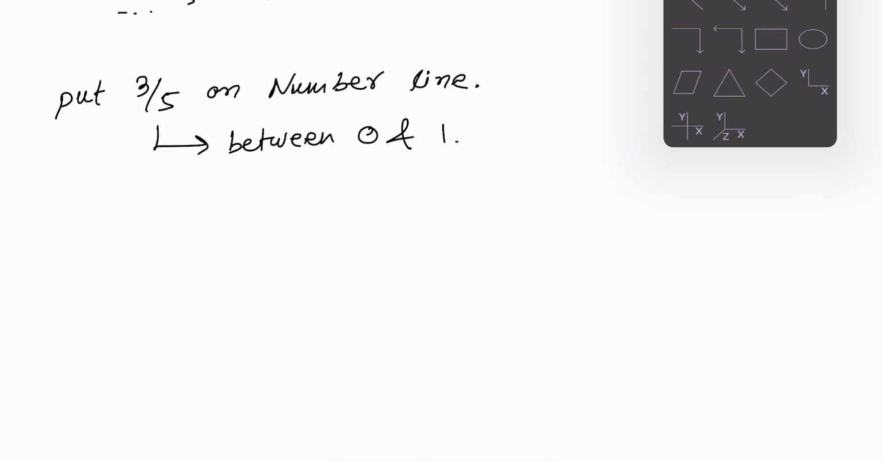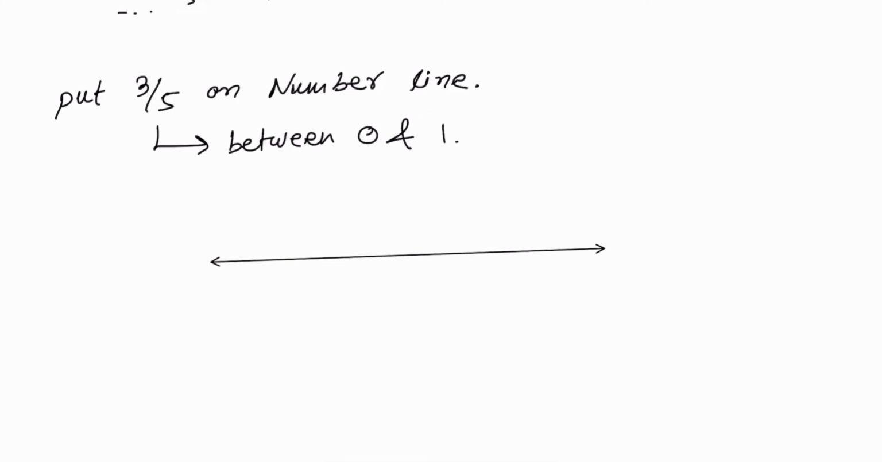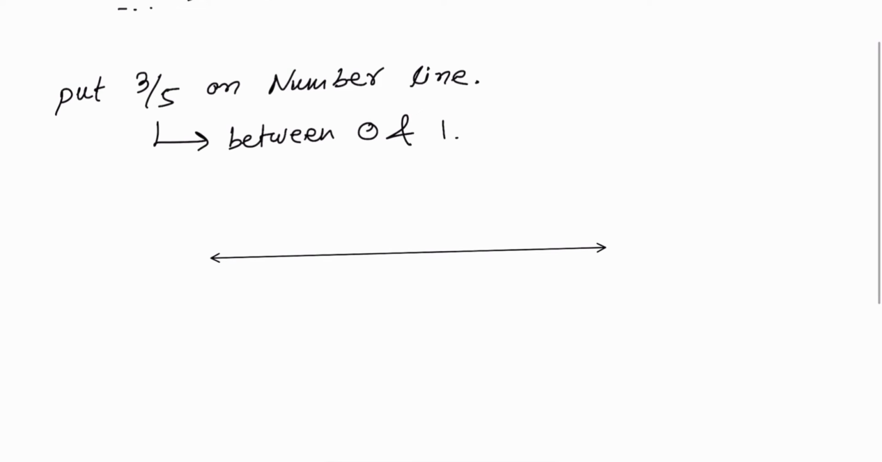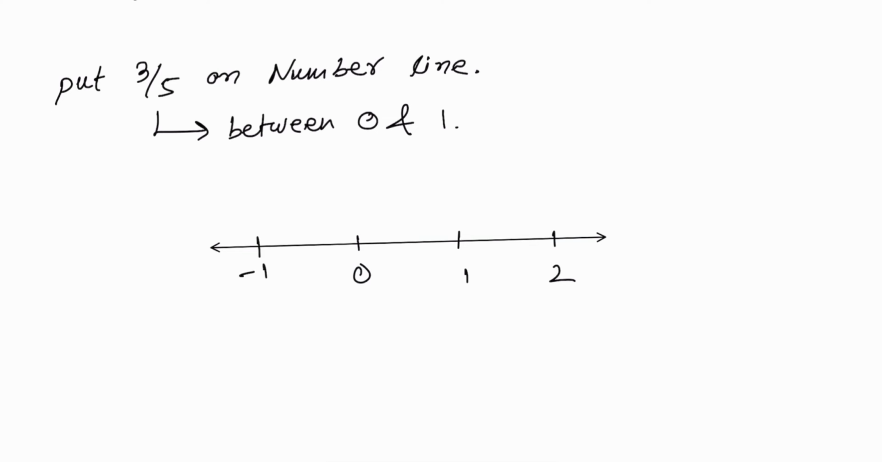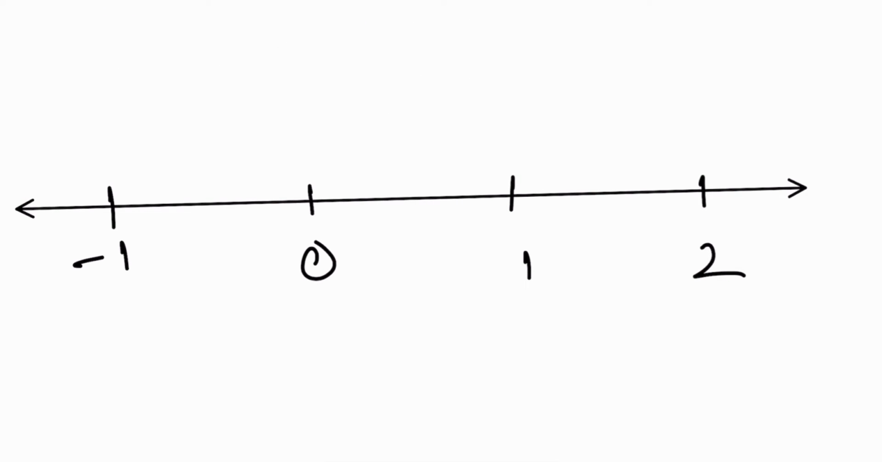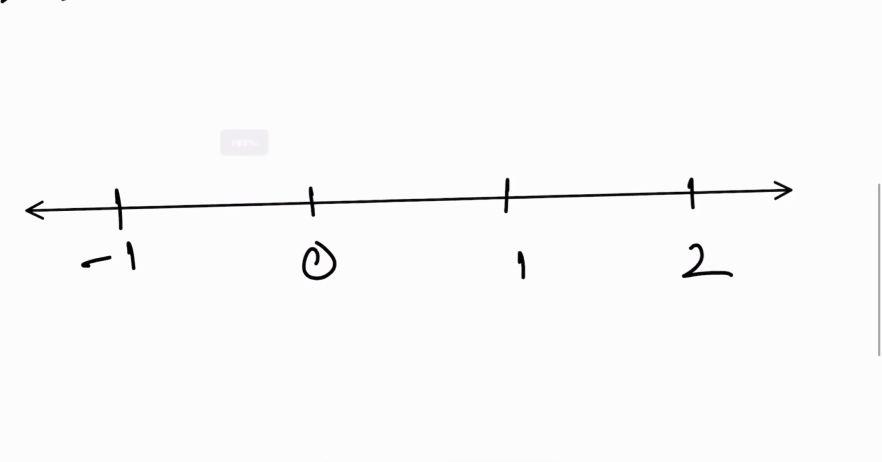So we just have to draw a number line, and we do not put all of the numbers. We just put the numbers we need, that is 0 and 1 only. Except that you can put one more than 1 and one less than 0, so four numbers you can plot. Let it be -1, 0, 1 and then 2. So how to put 3/5? It is between 0 and 1.